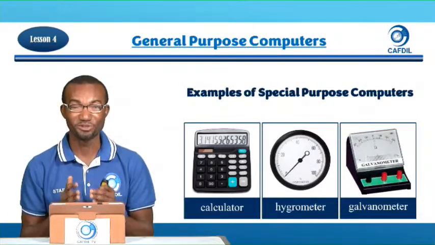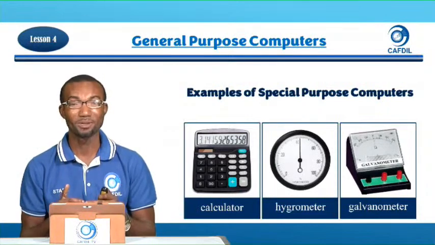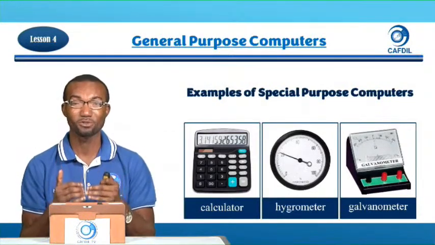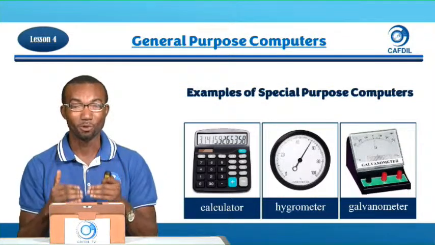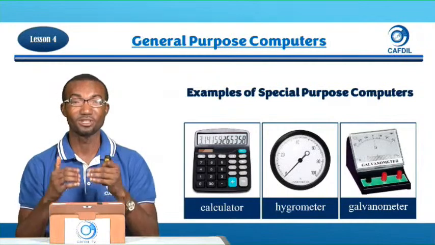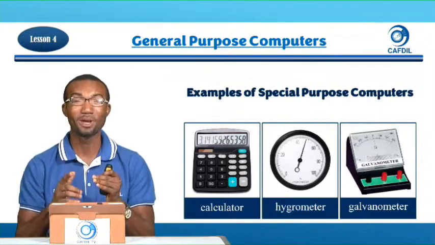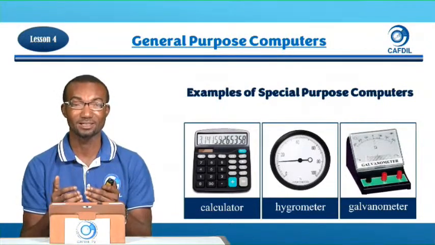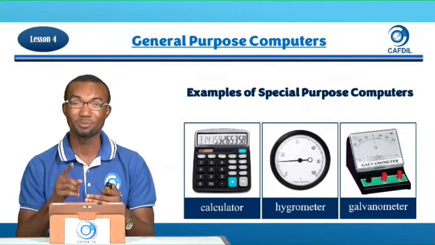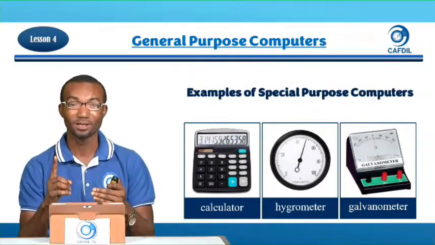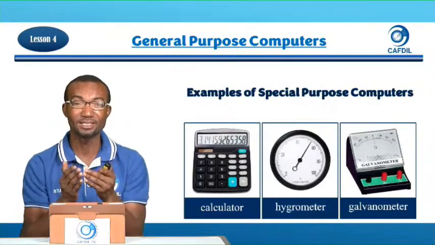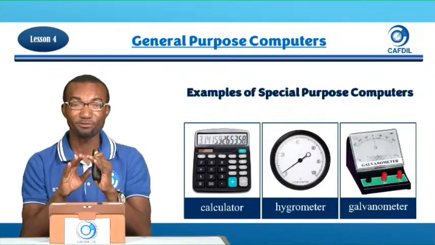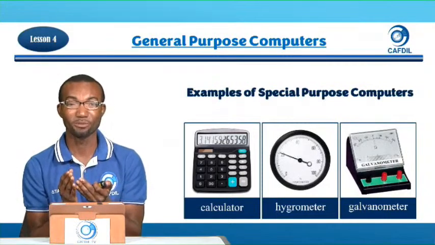So viewers, bear it in mind that when we talk about special purpose computers, we are talking about computers that are built or designed to perform a specific task. That task can be more than one, but it is related to a specific work, like the ATM, money. Apart from money, you cannot use it to perform any other thing.